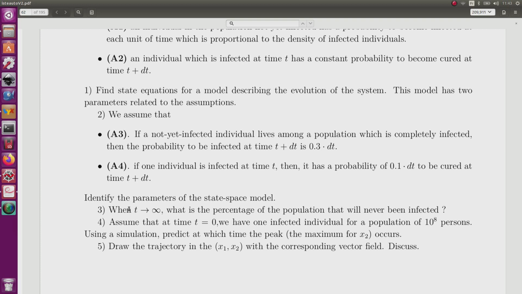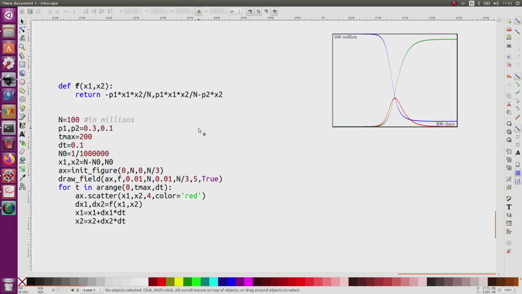For the last question, we have to draw the trajectory in the state space and also the corresponding vector field. So recall that previously we had shown with respect to time t, we have seen x1 of t, x2 of t, and x3 of t. It was an interpretation with a population with respect to the time t.